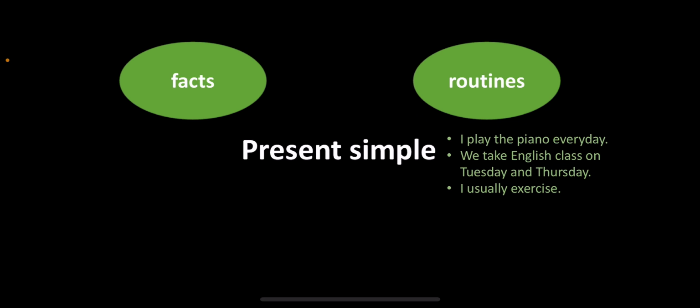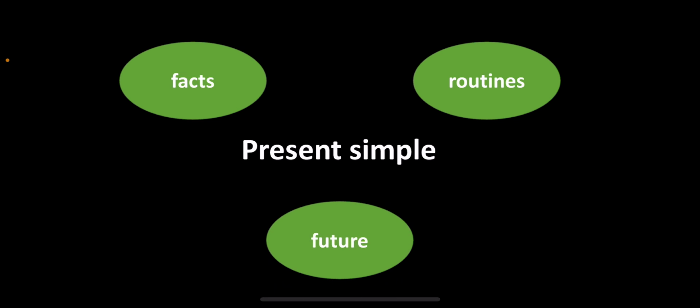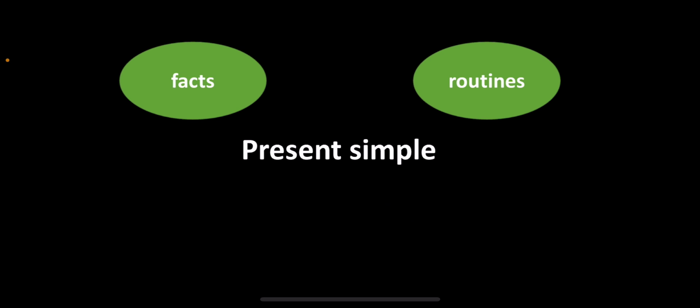So we can also use the present simple to talk about the future, but we're not going to discuss the future now. So remember, present simple, yes, it refers to the present, but in a general way. We use it for facts and we use it for routines that happen every day or day by day, or with certain frequency.